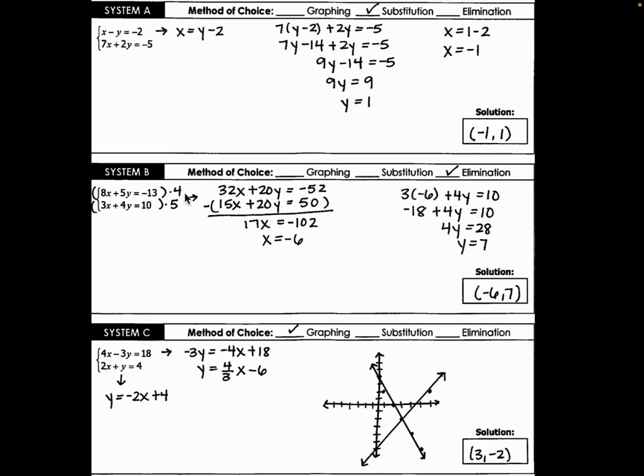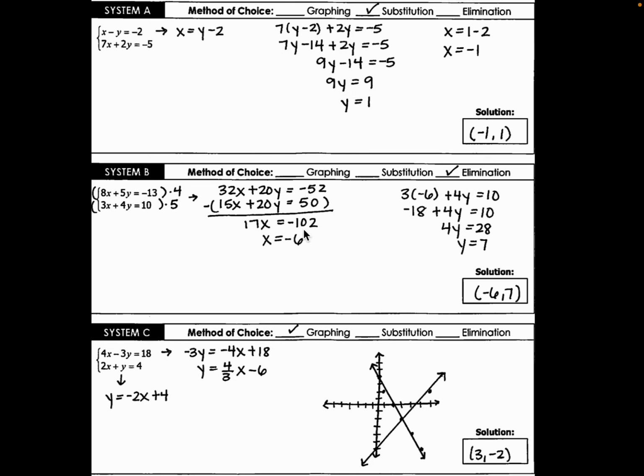4 times 8 is 32, 4 times 5 is 20, and 4 times negative 13 is negative 52. We're going to do the same thing with the bottom equation, the 5 times all of our coefficients and our constants, and we end up with 15x plus 20y equals 50. Now that these both have common coefficients, we can subtract these equations to eliminate this variable right here. If we subtract, we end up with 17x equals negative 102. Remember, right here we have negative 52 minus 50, so be careful.